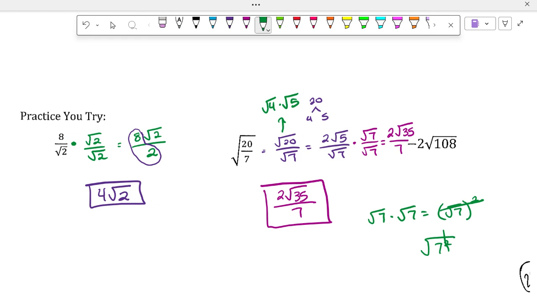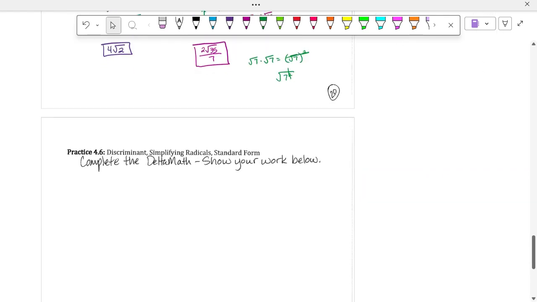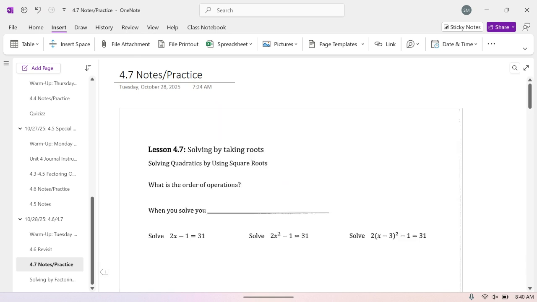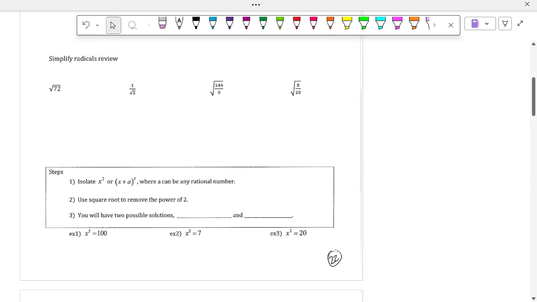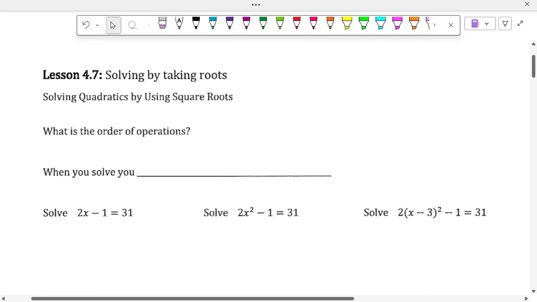All right. So let's move on to what I wanted to get to today. So that's 4.6. 4.6 was kind of just revisiting stuff we already knew, and the only new part about 4.6 was the discriminant. So now let's move on to 4.7. So this is on page 22. So today we're going to talk about solving by taking square roots. This one you should already be fairly familiar with. You saw this back in Math 1. It's also one of the easier methods for solving quadratics, but it only works in certain situations.